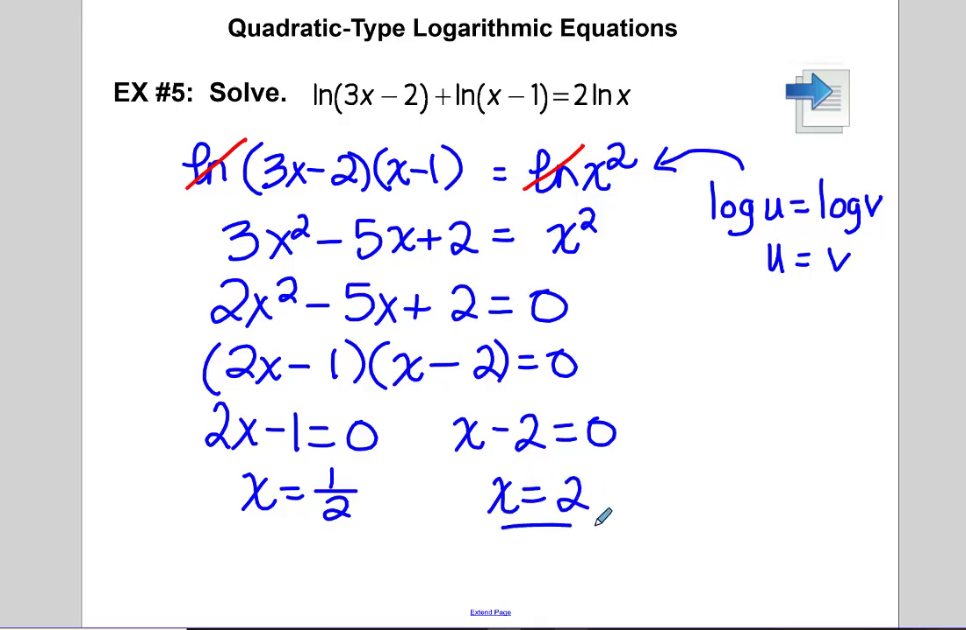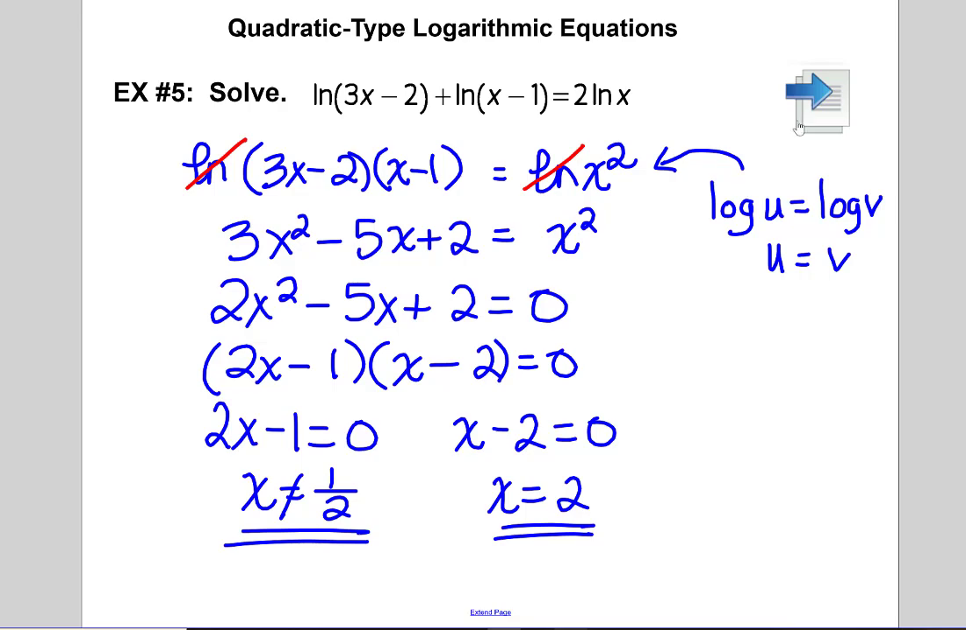So now let's go back and consider these two answers in the original. What's going to happen when you put in 3 times 1/2 minus 2? That piece is okay. But what happens when you put in the natural log of a half minus a half? This becomes extraneous because we're taking the log of a negative number. So 1/2 is extraneous. Now 2 works here. 2 minus 1 would be good here, and 6 minus 2 would also work. So we have one valid answer, one extraneous answer.